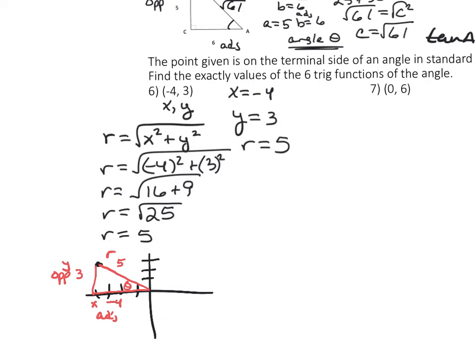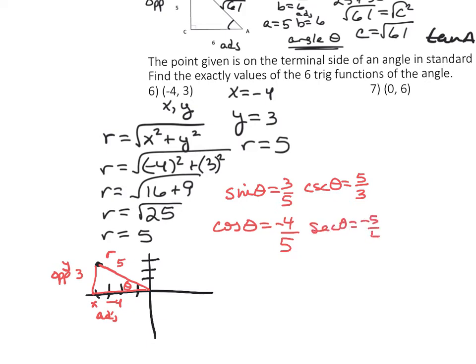So for this one, sine of theta is equal to opposite over hypotenuse, 3 over 5. The reciprocal, cosecant, flip it, 5 over 3. Cosine is adjacent over hypotenuse. Secant, it's its reciprocal. Tangent, TOA, opposite over adjacent. And cotangent, flip it to its reciprocal. And there's your 6 trig functions.